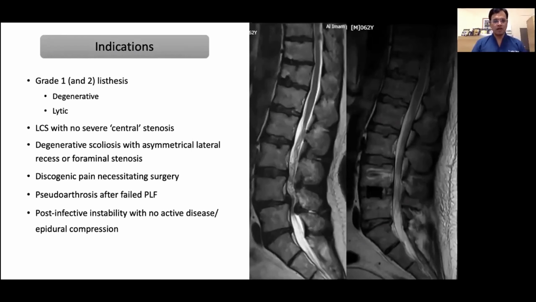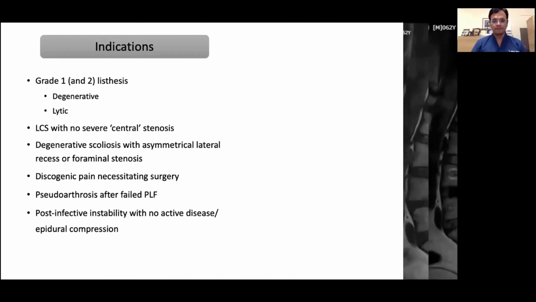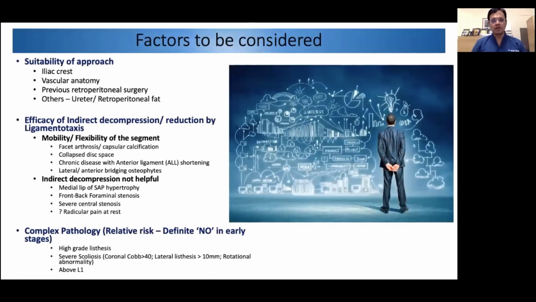But if we consider in more detail, even within these indications, there are some cases which are suitable for OLIF, and there are some cases which are not. So coming to the factors that need to be considered in selecting cases for OLIF, we need to see whether these cases are suitable for the approach per se, that is, whether the approach is feasible in these particular cases. There are several factors considered under this category, which we will discuss in detail.